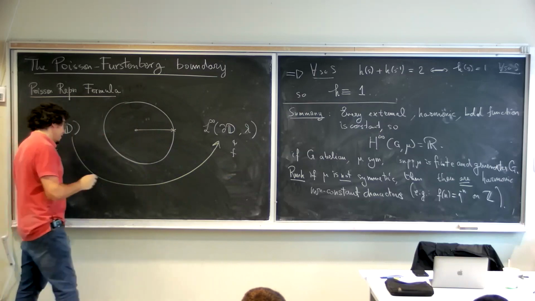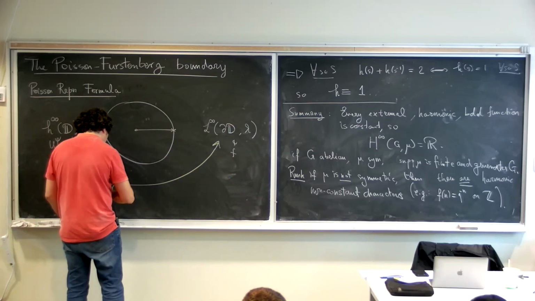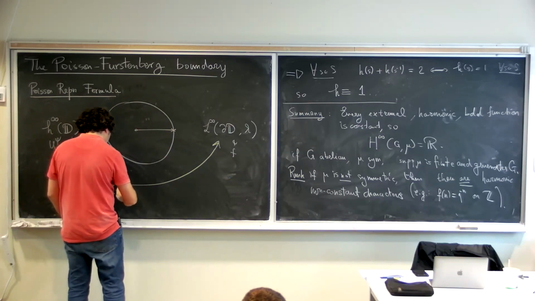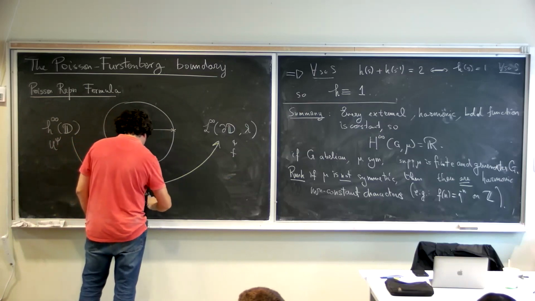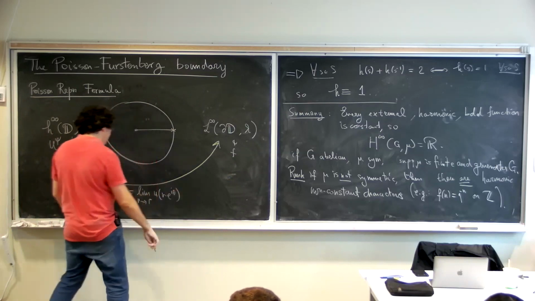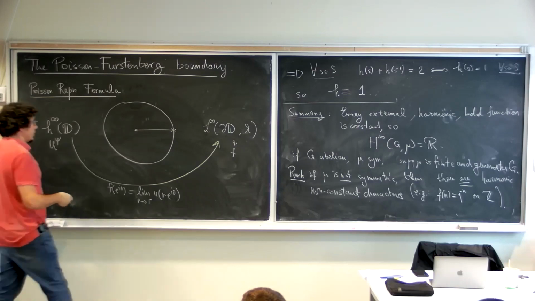That would be the easiest one. So you take the radial limit: f of e to the i theta is the limit as r goes to 1 of u of r e to the i theta. And of course, the limit only exists almost surely, in fact on a set whose complement has capacity 0. So it exists quite often, but not everywhere. So that's one way to do this.